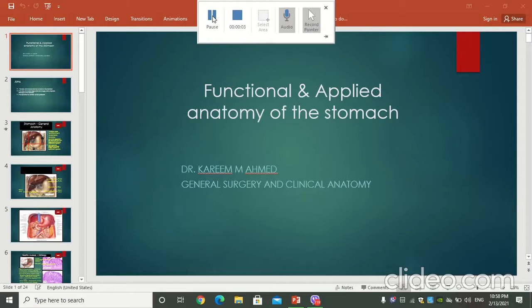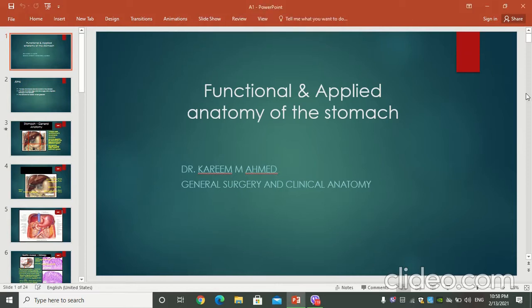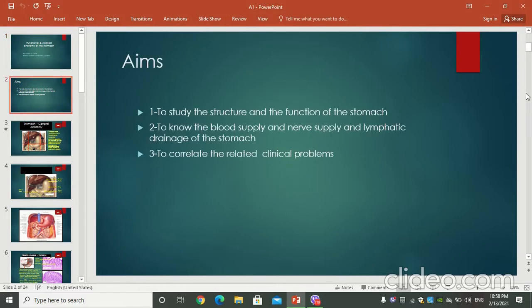This lecture is about the functional and applied anatomy of the stomach. The aims of this lecture, first of all, to study the structure and function of the stomach. Secondly, to know the blood supply, nerve supply and lymphatic drainage of the stomach. Finally, to correlate the clinical problems.